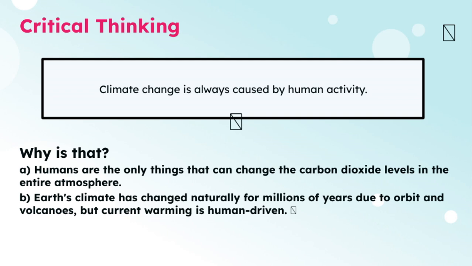Option A is wrong because humans are not the only things that can change carbon dioxide levels or climate. Natural processes can affect climate too. But the evidence shows that modern warming is different. It has happened rapidly since industrialization. It matches the sharp rise in greenhouse gas emissions. And natural causes alone cannot explain the current temperature increase. So the key conclusion is, natural climate change exists, but modern global warming is anthropogenic.